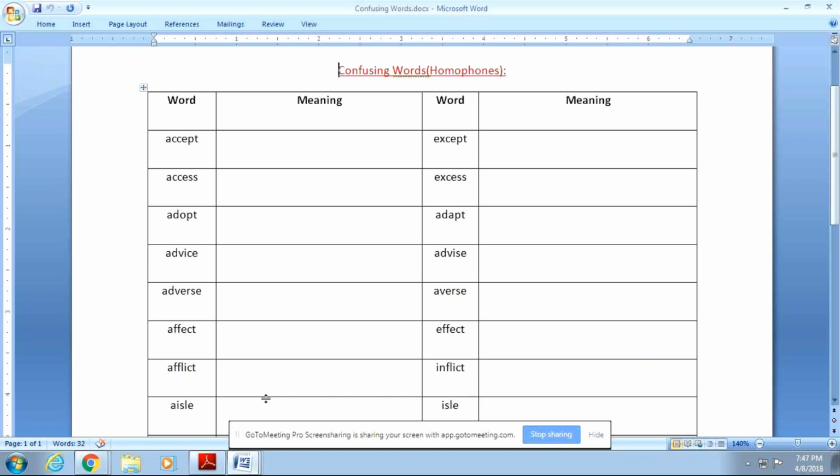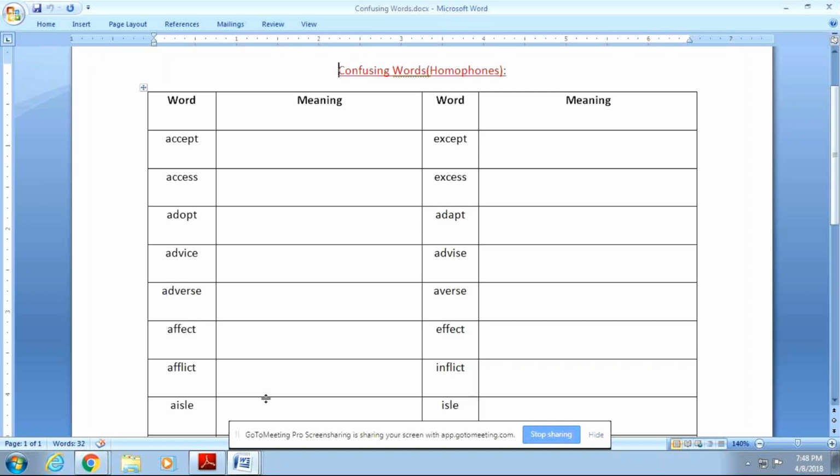This department store does not accept credit cards. It means it doesn't allow, it doesn't take. And then, this store is open daily except Sundays. Means excluding Sundays, this store is open all other days.